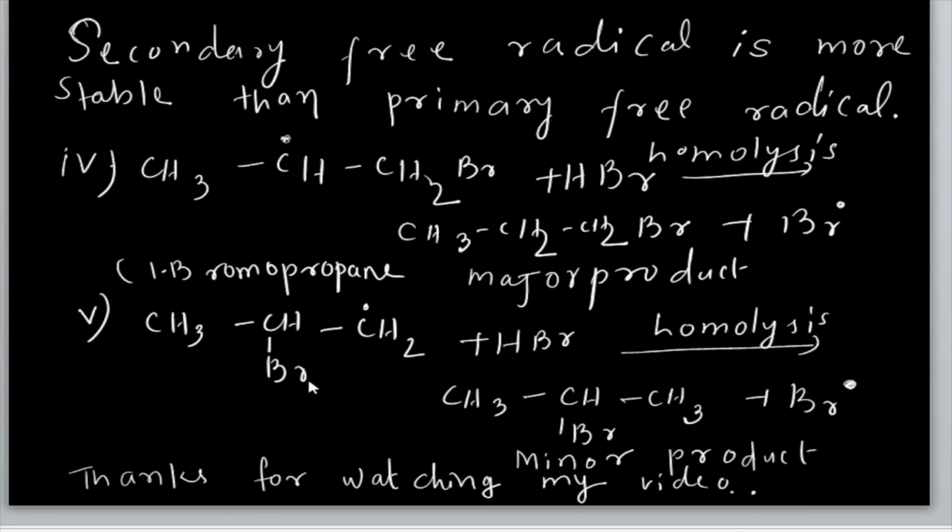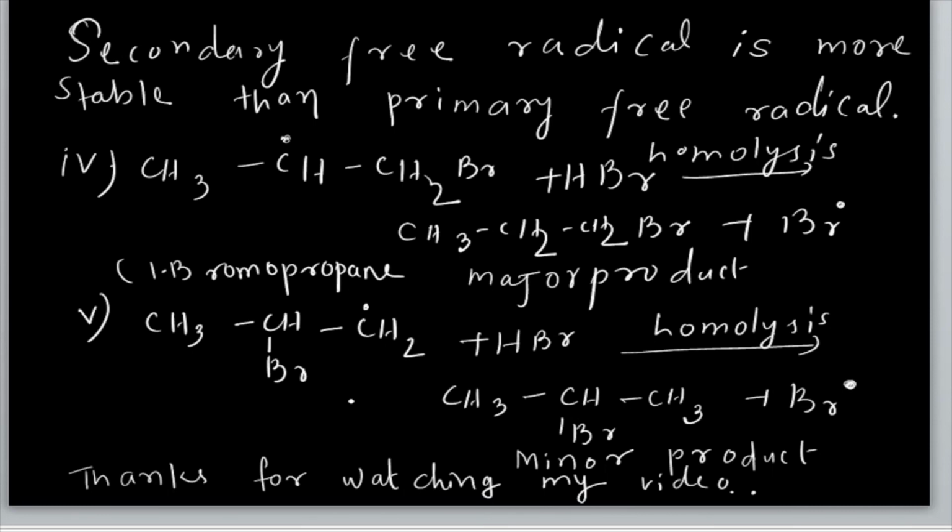Now here this is the primary free radical, which is less stable. That is why it gives the minor product, 2-bromopropane. But in Markovnikov's rule, 2-bromopropane is the main product. According to anti-Markovnikov's rule, or the peroxide effect or Kharasch effect, this is the minor product. What is the name here? You can write this is 2-bromopropane, which is in a very small amount, that is the minor product, and 1-bromopropane is the major product. I hope it is clear.